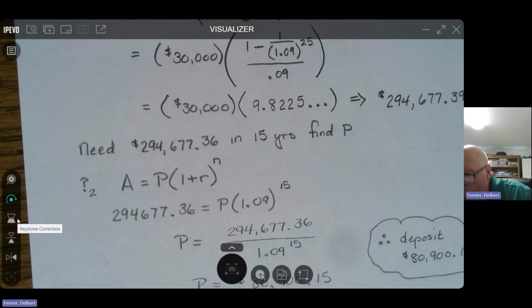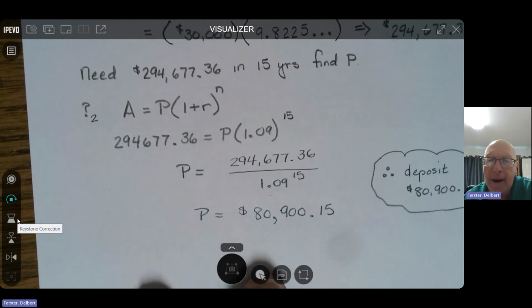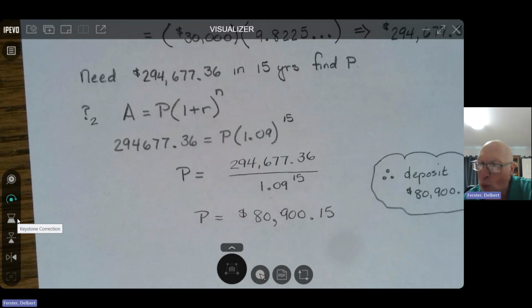1.09, 15 is the number of years that's going to sit. We're going to solve for P by dividing the 294,677.36 by 1.09 to the 15th. It's you, me, and your calculator, and some good arithmetic tells us that he should walk in and start that investment with $80,900.15. And that would be his initial investment that would grow into a sum of $294,677.36 at the end of a 15-year window, facilitating his annuity that would enable him to withdraw the requested amount every year for 25 years.